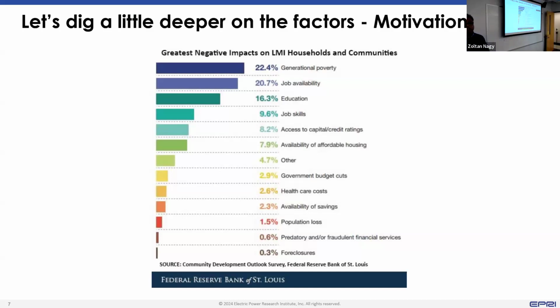Availability of jobs, job skills, education. As you see, energy is not even anywhere here. It's the cost of energy. None of these things. They pay a lot for their energy, but it's still not in their mind. So this is the big challenge that we have. To ask them to be more energy efficient is not going to work that well unless you actually do something very active with them.